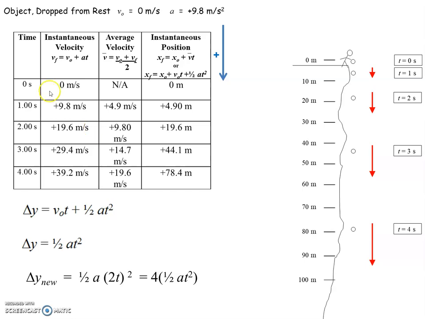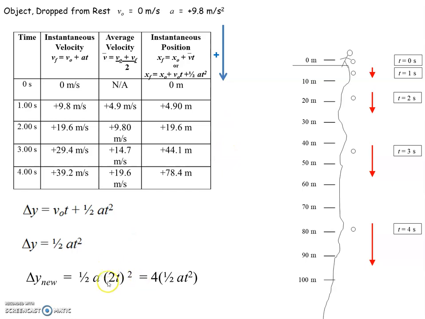Well, let's compare. In 1 second, it falls 4.9 meters. In 3 seconds, it falls 44.1. So now take the ratio of 44.1 to 4.9. What does your calculator tell you? It's 9 times the distance.